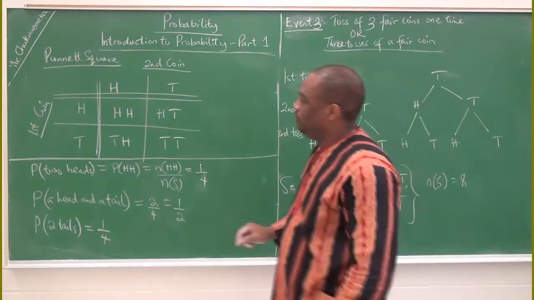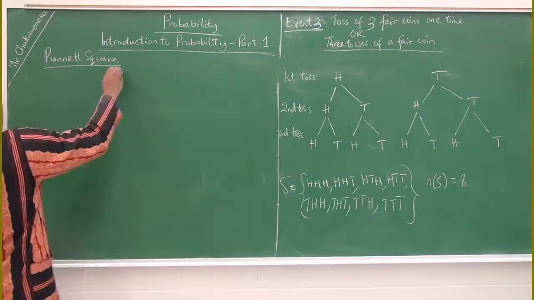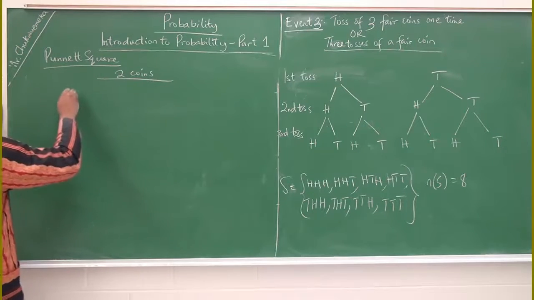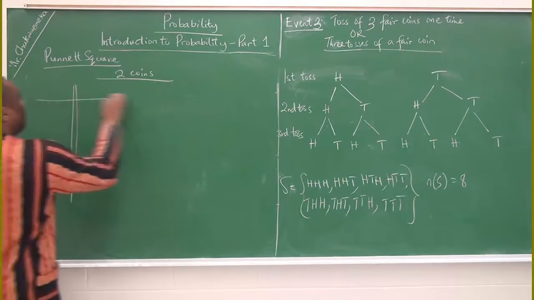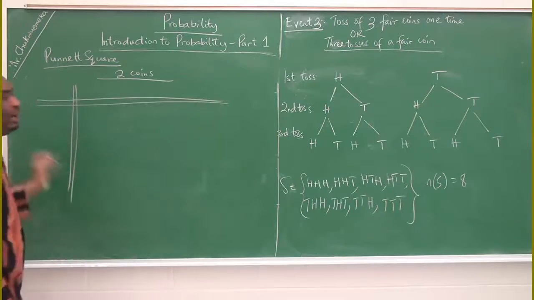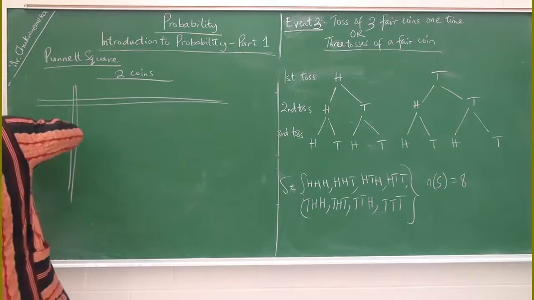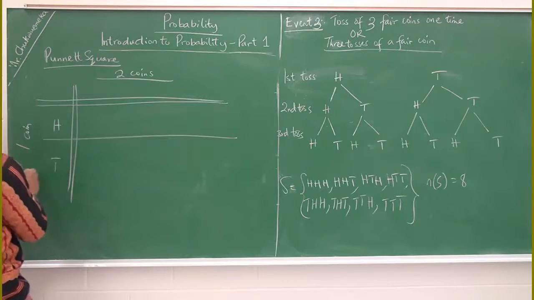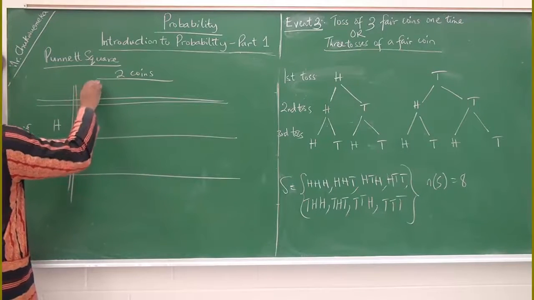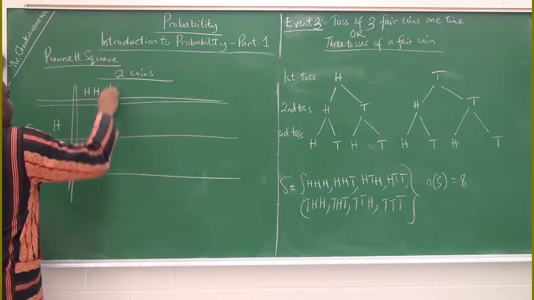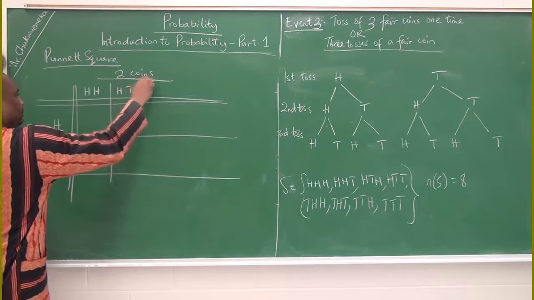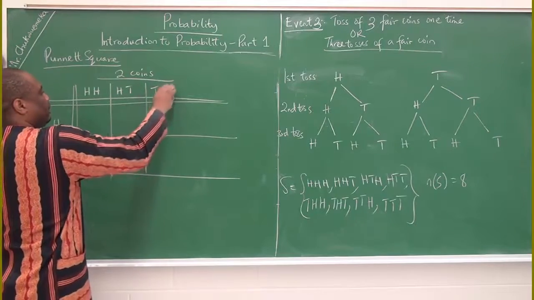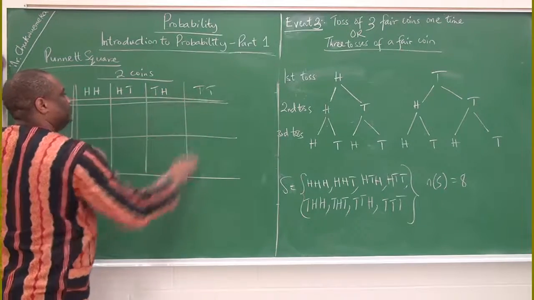What if we do it with Punnett square? What are we going to get when we do it with Punnett square? We have our 2 coins. What's the outcome of the 2 coins? I usually draw mine like this. With Punnett square, it's 2 coins and 1 coin. So I have my 1 coin here, which could be head or tail. And with the 2 coins, you can have head, head, head, tail, tail, head, and then tail, tail.